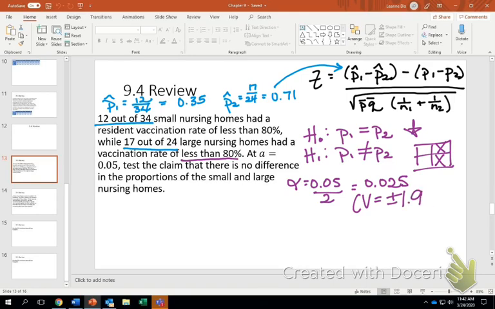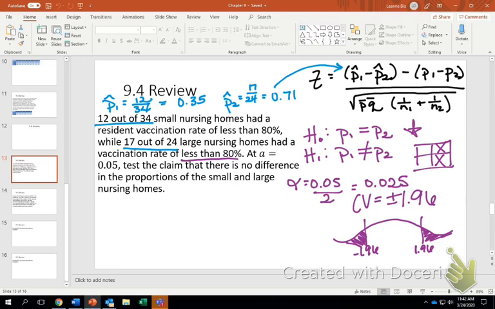All right, so if I were to draw my picture, I have positive 1.96 and I have negative 1.96. Remember, we draw our picture with our critical values. Anything beyond that critical value, where the tails are, that's where you're going to shade. All right, so the last thing I need to do is find my test value.